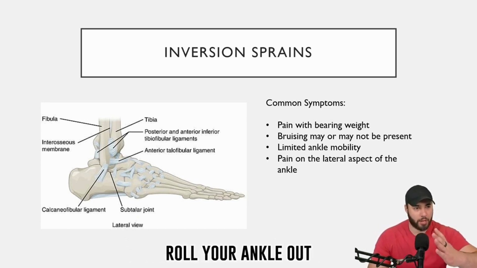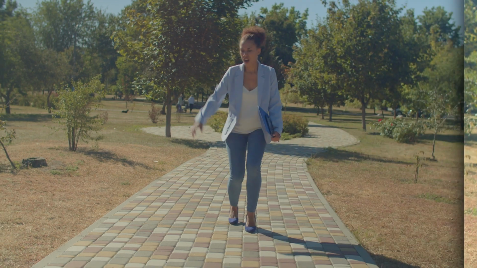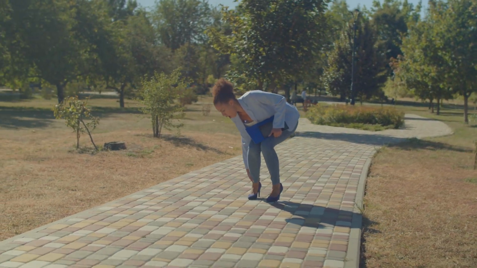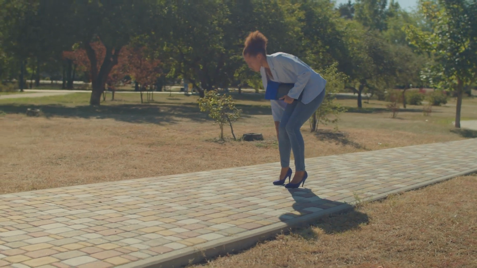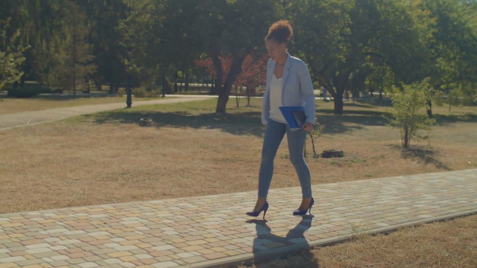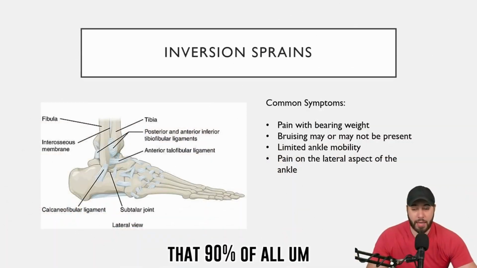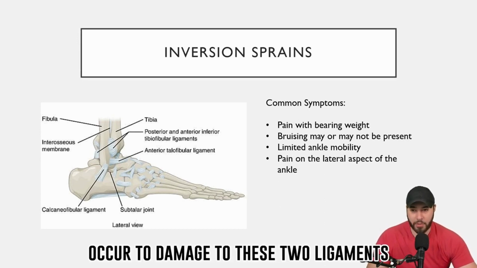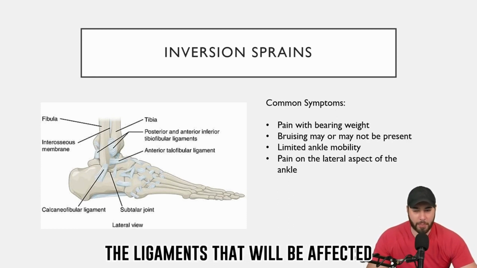So you just roll your ankle out, so you're flexing and rolling it out that way, or rolling it in that way. The first one that's most commonly affected is the anterior talofibular ligament and the calcaneofibular ligament. It's important to note that 90% of all ankle sprains occur due to damage to these two ligaments. So if you do have an ankle sprain that is an inversion mechanism of injury, these are most likely the ligaments that will be affected.